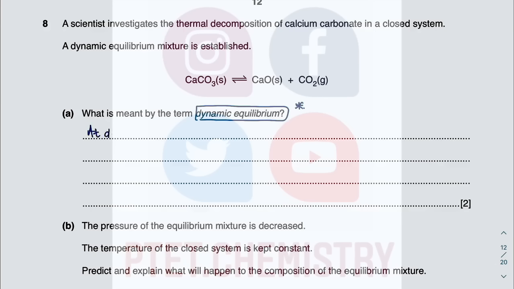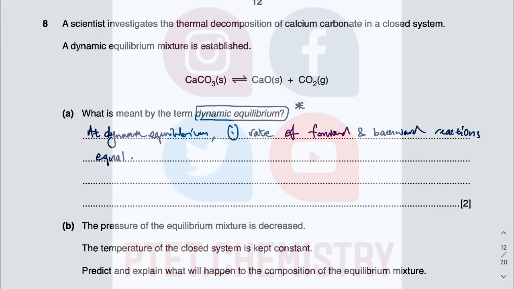So at dynamic equilibrium, or under dynamic equilibrium, two things happen, yeah? The rate of forward and your backward reaction become equal. It is the rate that becomes equal, yeah? Or they equal each other. You need to be very careful, yeah?